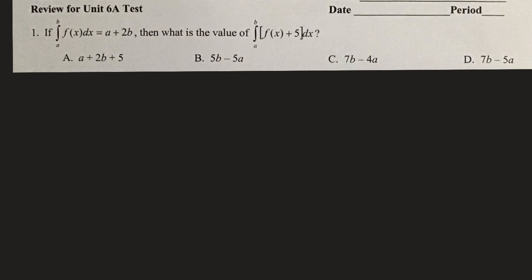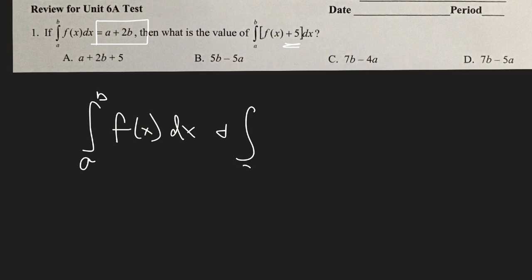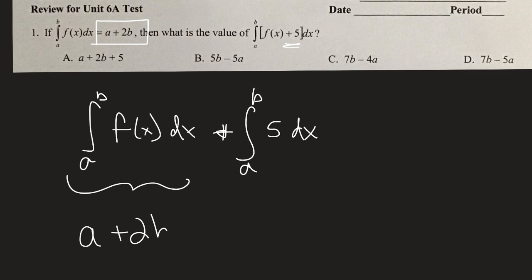So in this first problem, we're given that we are defining some function called f from a to b as being this answer. So we want to know what happens if we add 5 to it. So we're going to use our properties of integrals and break this into the sum of two integrals. So the integral from a to b of f of x plus the integral from a to b of 5. Well, we already know what the answer to this is. The answer to this is a plus 2b.